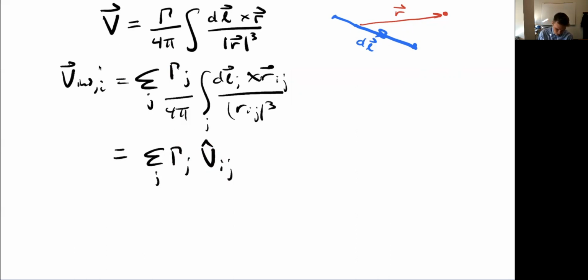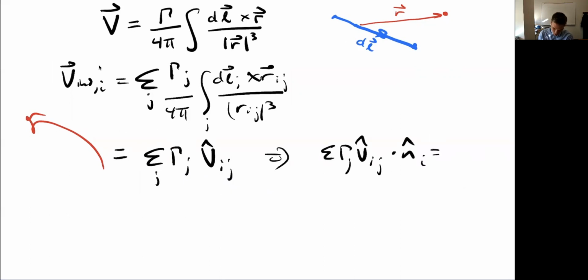So let's take this formula here, plug it into our previous slide where we had this thing, and expand that out. That gives me the sum of gamma j, v hat ij, dotted into n hat i equals minus v infinity. And I'm just going to drop the dot i because that's generally going to be the same, but it doesn't have to be. If I'm doing a maneuver or something, my velocity is going to vary, or if I've got some gusts, some span-wise variation in incoming wind, that could change, but we're not going to worry about that.